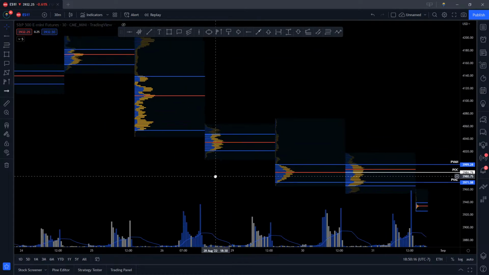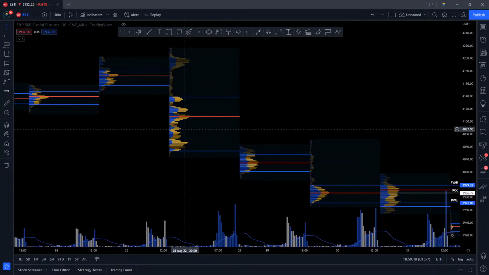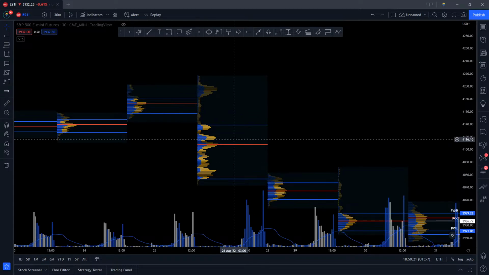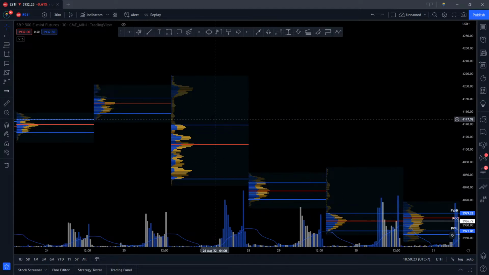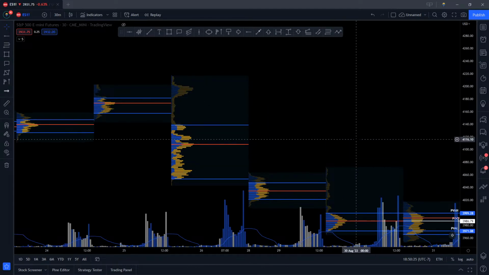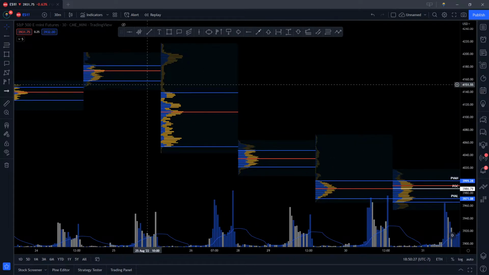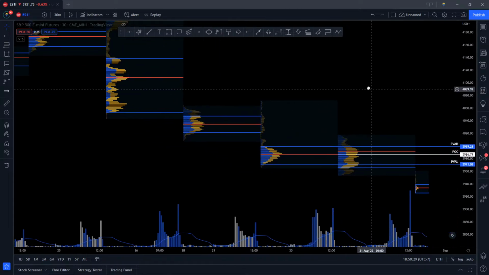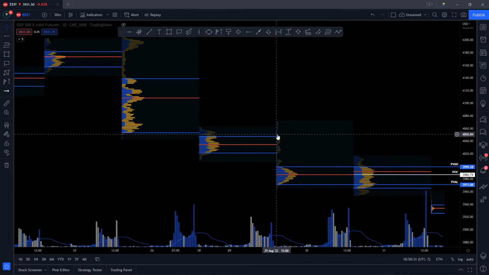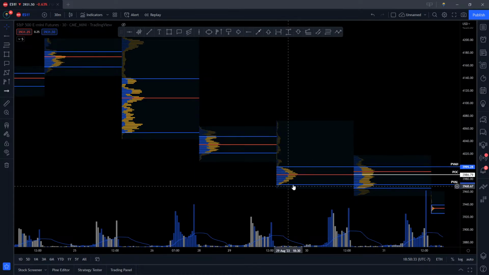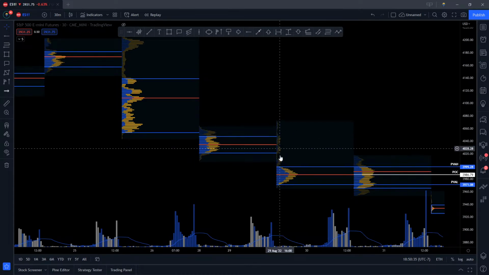So hopefully that makes sense. This is a good volume profile to look at. But so we have different volume profile shapes. The main ones that we want to focus on. So this one here is considered a lowercase b.